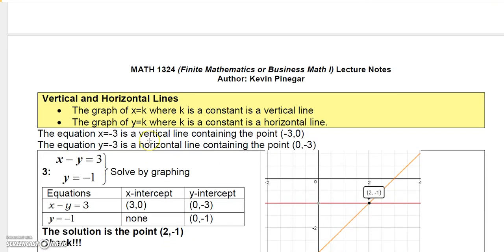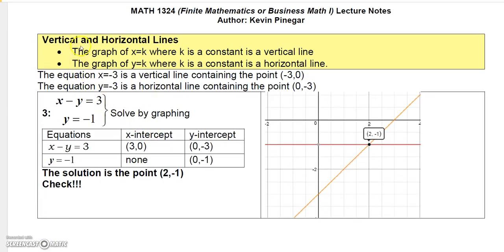Now, I want to finish up here with a statement about vertical and horizontal lines. If you graph the line x equals a constant, then that is a vertical line. And if you graph the line y equals a constant, then that would be a horizontal line. For instance, the equation x equals negative 3 is a vertical line that contains the point negative 3, 0, whereas the graph of the equation y equals negative 3 is a horizontal line that contains the point 0, negative 3. With that said, now let's take a look at this system.